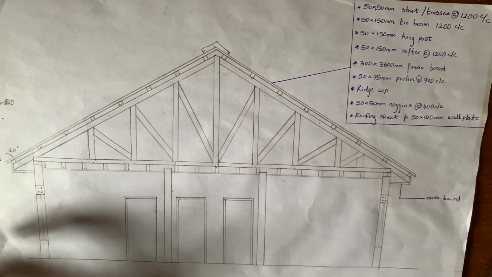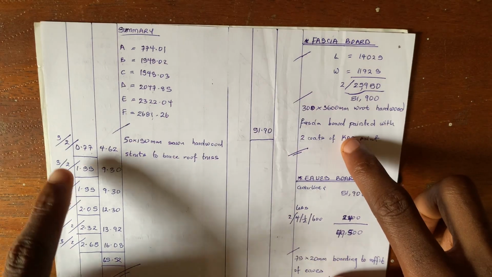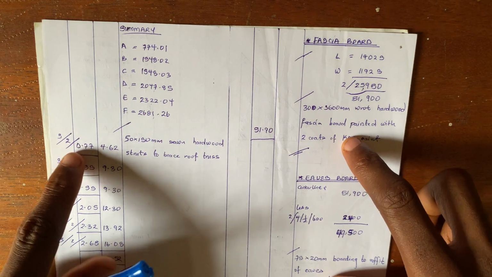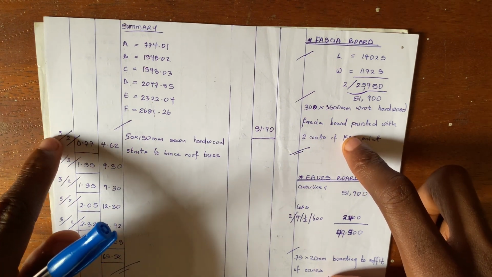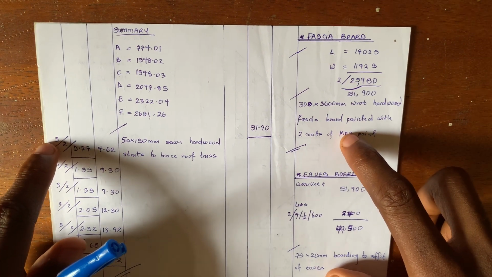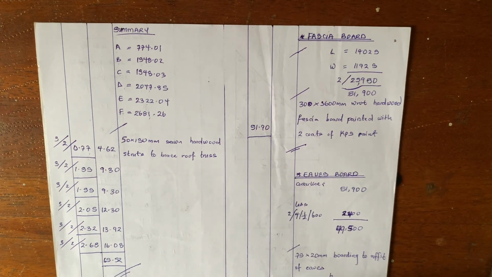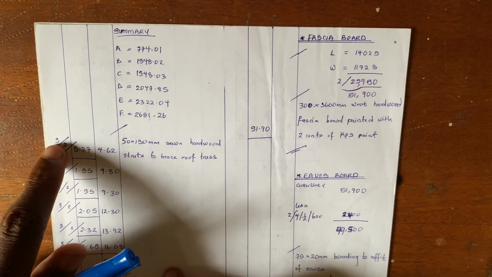So we times it by what? 2. So after timesing it by 2, I times it by the number of trusses we have, because each truss is going to be braced by a what? Strut. You know, in the beginning of the video, we calculated the number of trusses we are going to be having in the roof as what? 3. So that is why we multiplied it by 3.